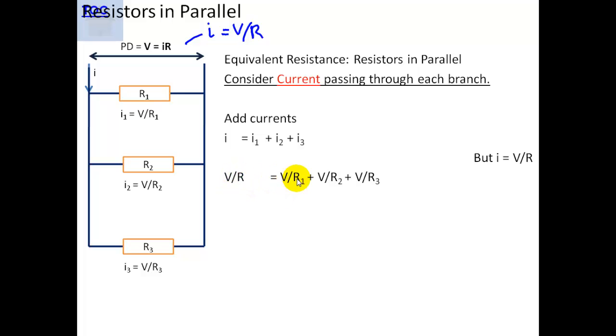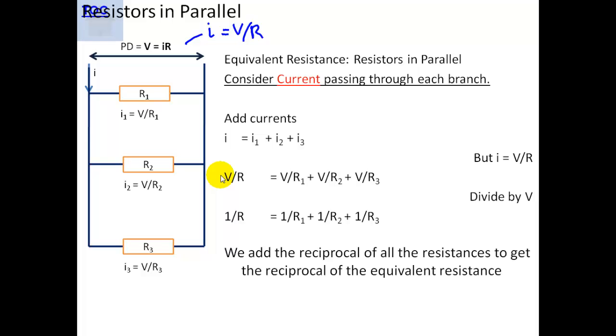Now we've got a common factor here. Each one has got V, so we can divide by V, and we end up with 1 over R is equal to 1 over R1 plus 1 over R2 plus 1 over R3. And this is the formula for resistors in parallel. So we must add the reciprocals of the resistances to get the reciprocal of the equivalent resistance. When you add the reciprocals of the resistances, you don't end up with the resistance, you end up with the reciprocal of the total resistance.